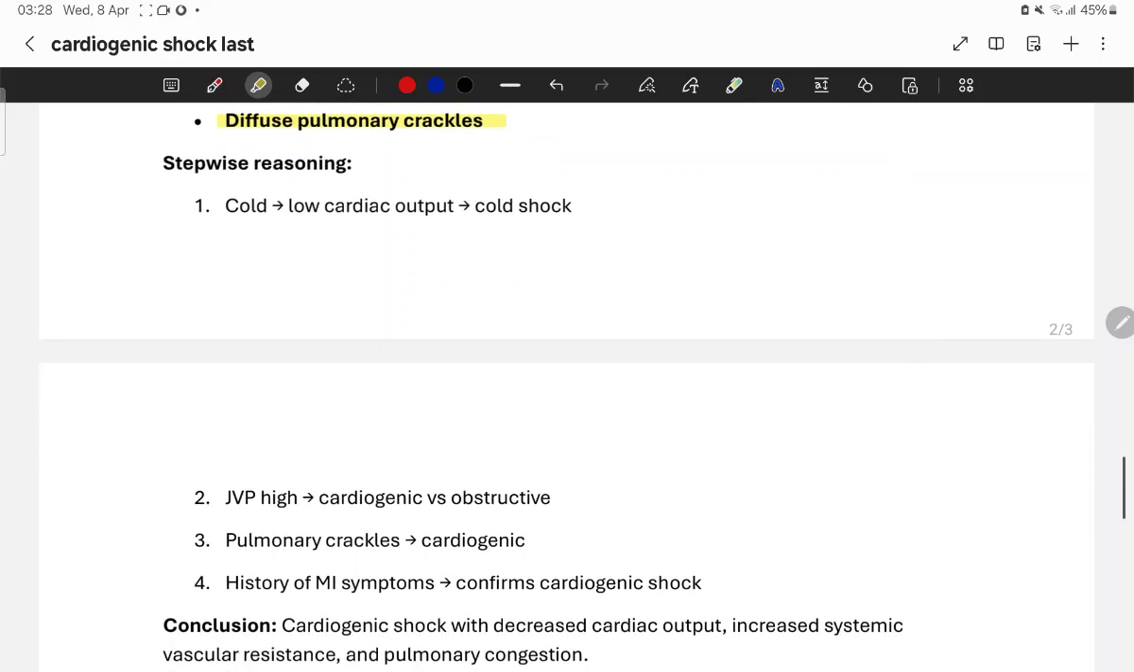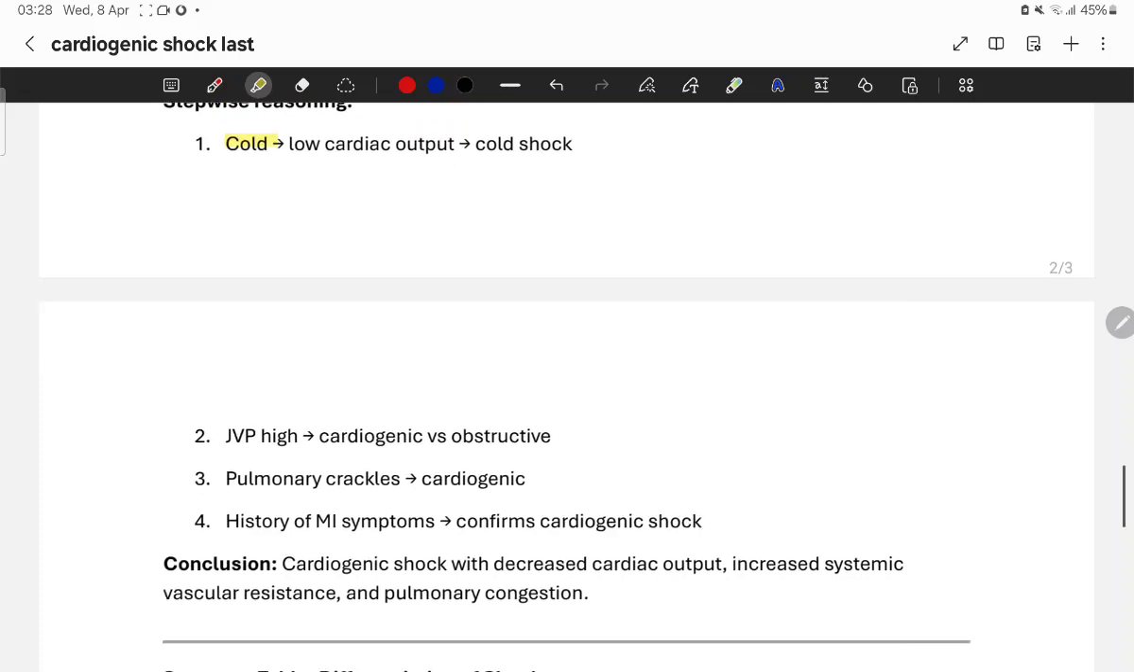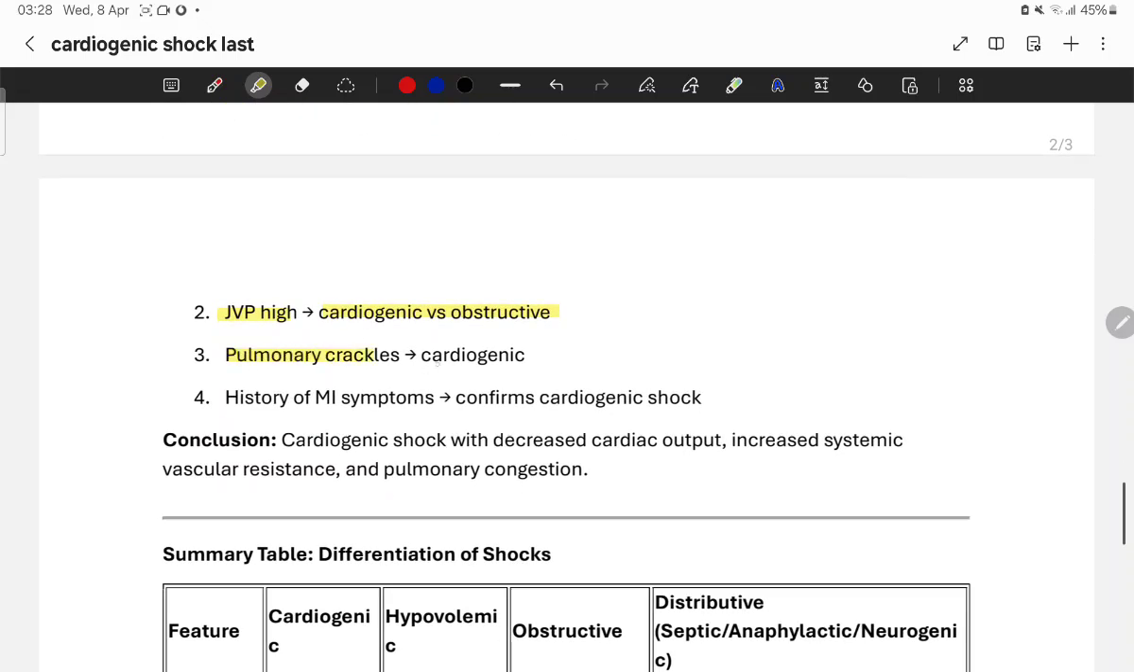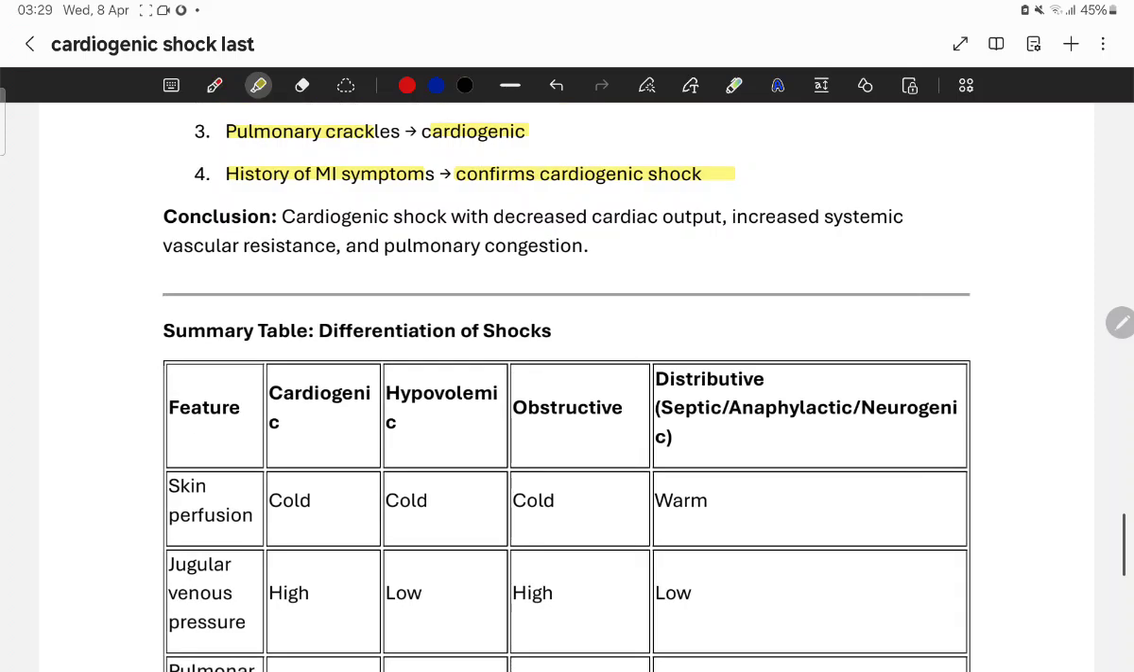Our stepwise reasoning, as we said: cold, so low cardiac output, cold shock, one of the three. Jugular venous pressure high, so it's either cardiogenic or obstructive. Pulmonary crackles, cardiogenic, and the history of MI symptoms seals it as cardiogenic shock. Our conclusion: a cardiogenic shock presents with decreased cardiac output, increased systemic vascular resistance, and pulmonary congestion.